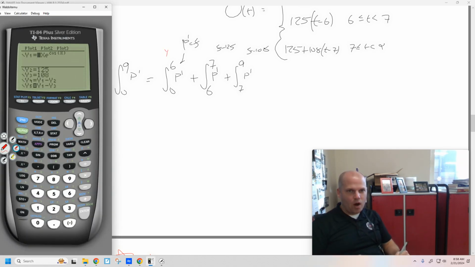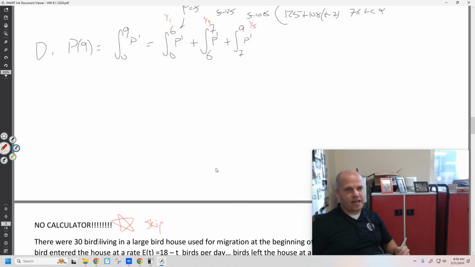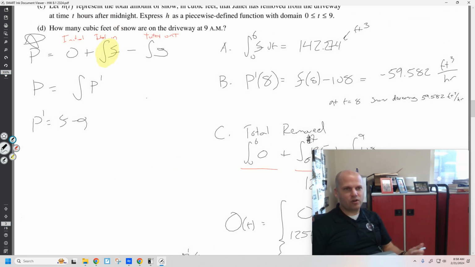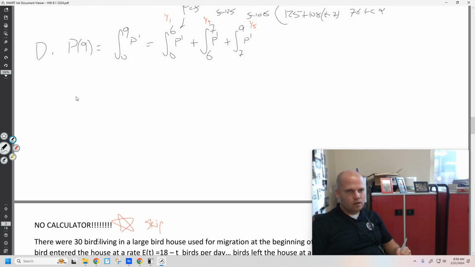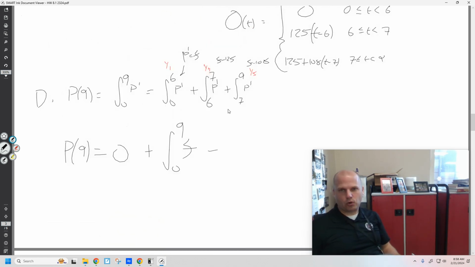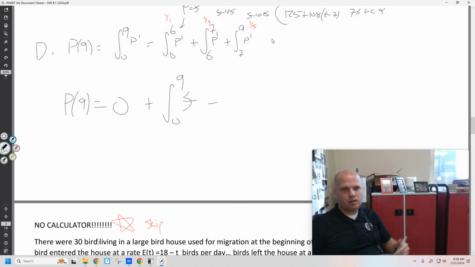This is just Y1. This is Y4. This is Y5. You could do that, and I'll do that in a second. But what would I do? Just keep it easy and keep it separate. Go back to my original idea, where the total amount at time 9 equals my initial amount plus my total in, accumulating my rate in, minus my total out, which we just talked about here.